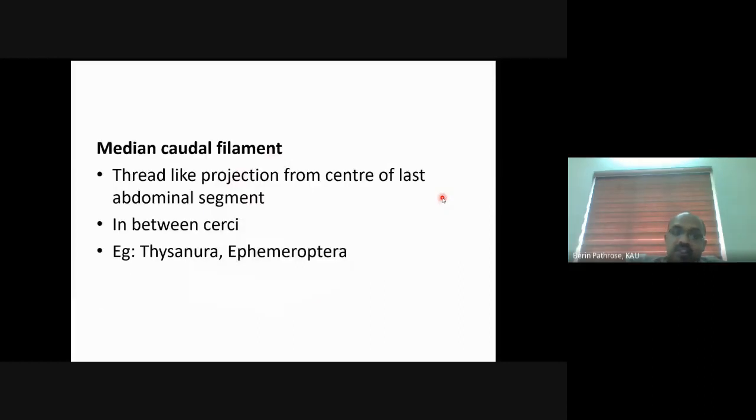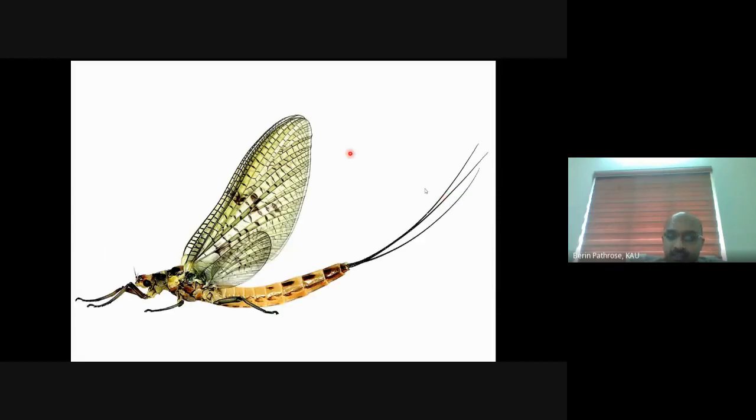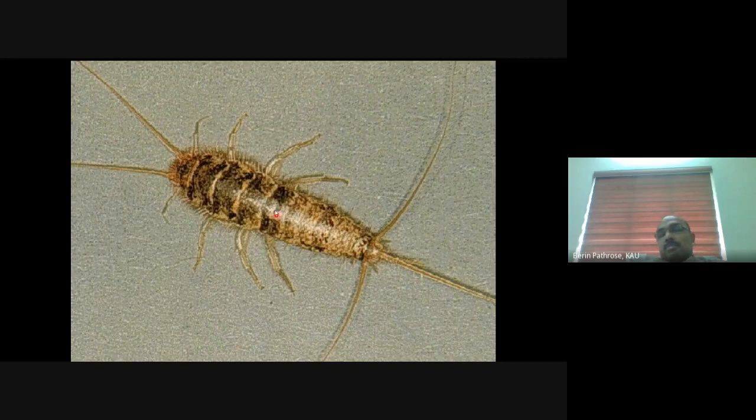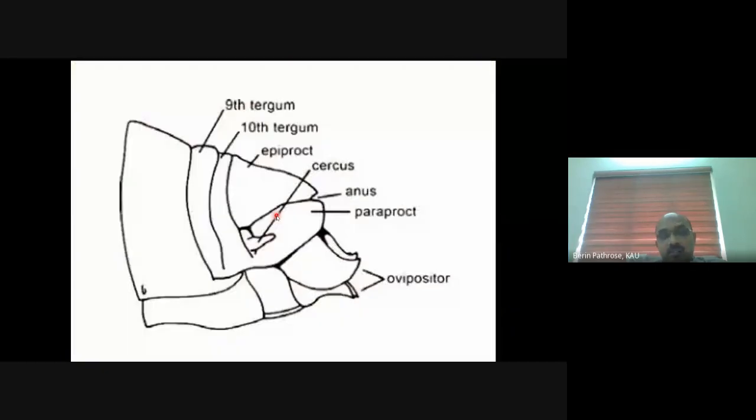So median caudal filament is a thread-like projection from the center of the last abdominal segment. This is in between the cerci. This is normally seen in Thysanura and Ephemeroptera. This is Ephemeroptera, this is mayfly. This is Thysanura, bristle tails and all. Okay. So we discussed postgenital appendages, abdominal appendages, that is cerci, median caudal filament.